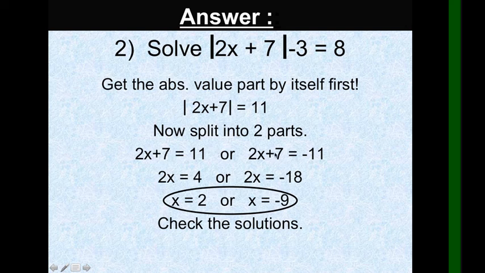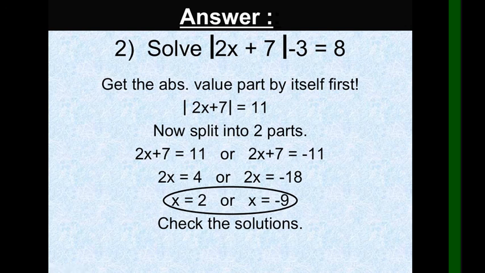Dito naman, ililipat ko yung 7, magiging negative 7. Negative 11 plus negative 7 is negative 18. Then, i-divide ko sila by 2. 4 divided by 2 is x equals 2. Negative 18 divided by 2 is negative 9. So, this is our solution set for the absolute value of 2x plus 7 equals 11.